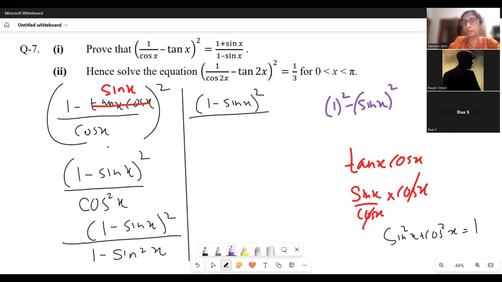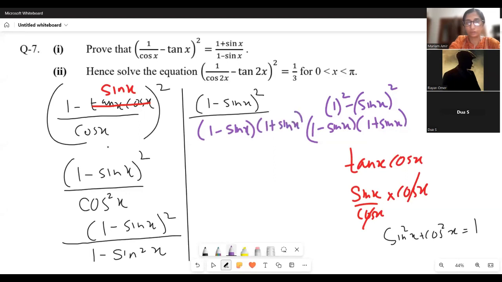So what is a square minus b square? Yes, a square minus b square is a minus b times a plus b. So I'm going to use that identity here and get 1 minus sine x, 1 plus sine x. So this square and this cancels out, and we get 1 minus sine x over 1 plus sine x.